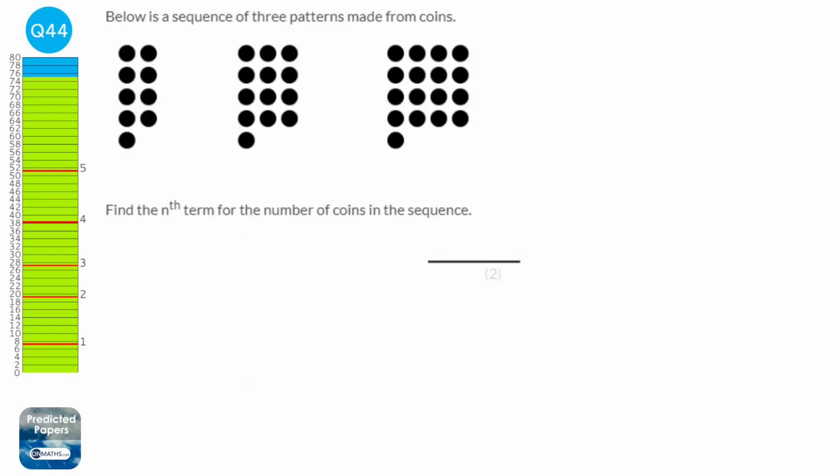Whenever we do these kind of questions, it's always best to convert the pattern into numbers. So we're just going to count the dots. So we've got 2, 4, 6, 8, 9 in the first one. 2, 4, 6, 8, 9, 10, 11, 12, 13, 14, 15, 16, 17. So our sequence is going 9, 13, 17.